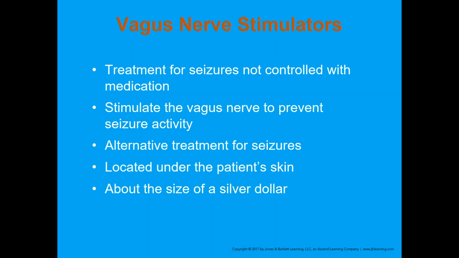Vagus nerve stimulators, these are for the seizures. Okay, so most of the times seizures are taken care of with medication, like Dilantin, Depakote, Valium. We have Versed on the truck. For those patients that this does not work for, they try to use this stimulator.